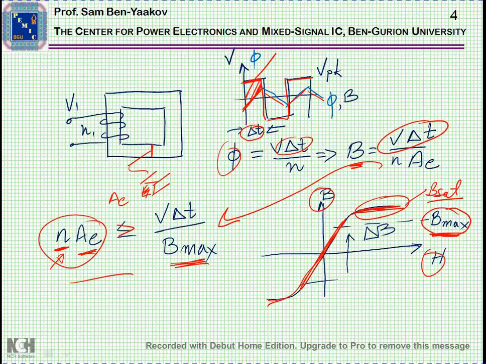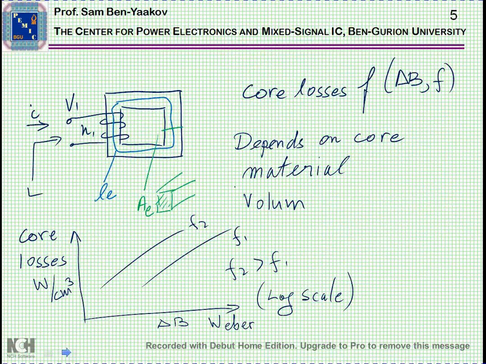Now let's go back to the question of how do you set Bmax? Well, at high frequency, the limitation will be actually related to core losses. That is heating up of the core. And the core losses are a function of delta B. That is the span of B during operation. This is delta B. And a function also of frequency. The higher the frequency, the larger the losses.